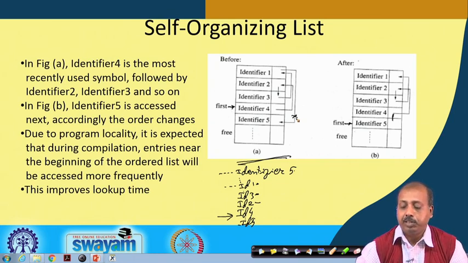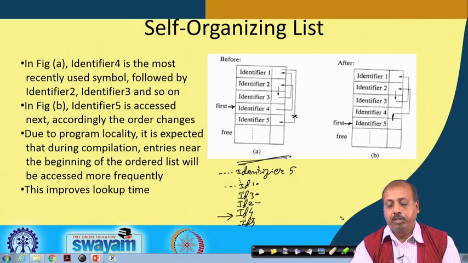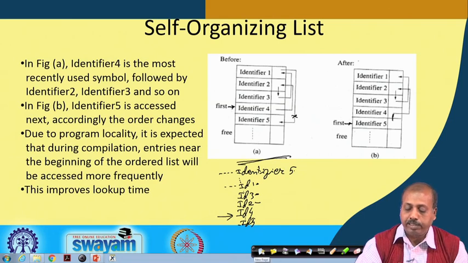So, we have the situation where the most recently accessed symbol is pointed to by the first pointer. This way it can improve the lookup time, because I can search local identifiers much faster compared to non-local identifiers.